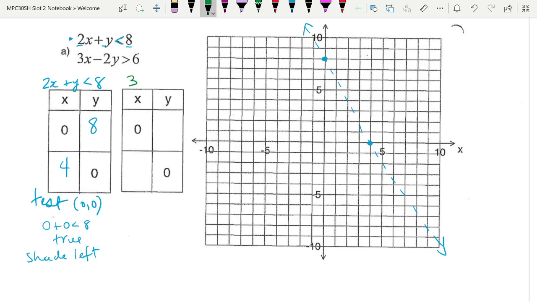So this one's going to be green. 3x minus 2y is greater than 6. Once again, I notice that 3 and 2 are both factors of 6, so I'm going to have integers for my intercepts. So when x is 0, y is negative 3. And when y is 0, x is 2. So 0, negative 3: 0 over and 1, 2, 3 down. And 2 over and 0 up. So there we go, there's my green line. And once again, it's a dotted line.